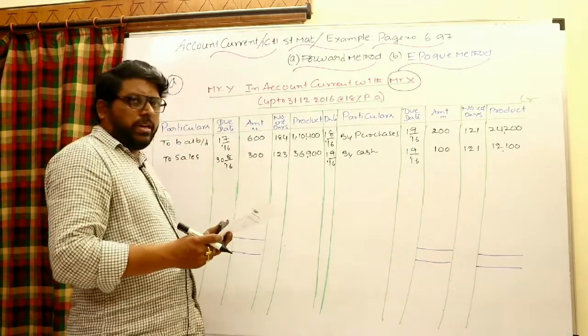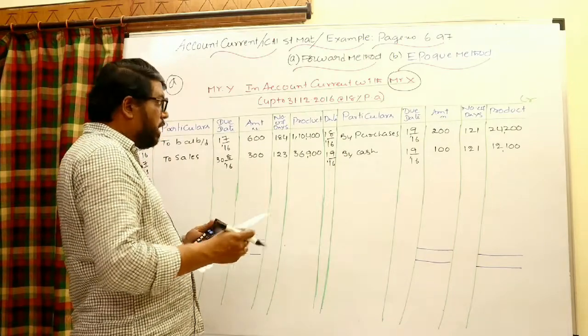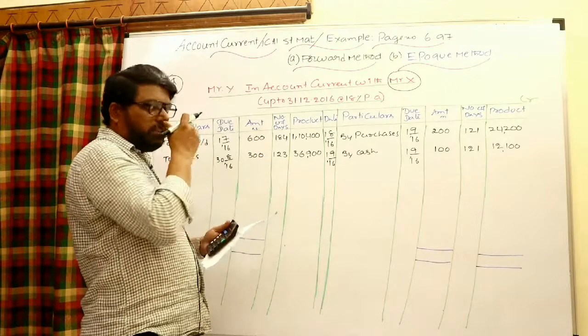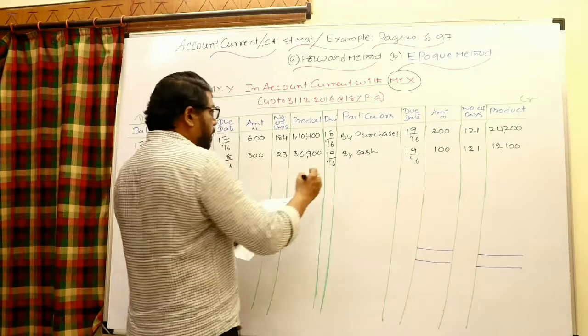Last one is Mr. Y accepted X's draft for 3 months. Okay, a bill drawn. Y accepted means we have drawn the bill and he accepted the bill, so that is our bills receivable. Bills receivable account debit to Y.